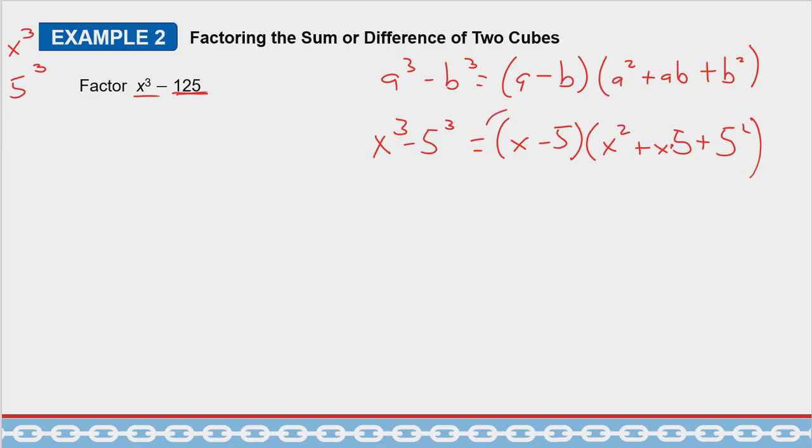So all I'm worried about is this part right here. So I have x minus 5 times x squared. I'm going to fix the x times 5 and make that 5x plus 25.